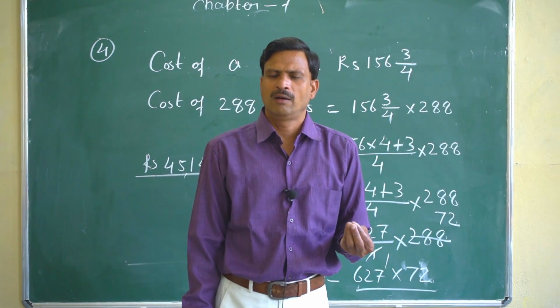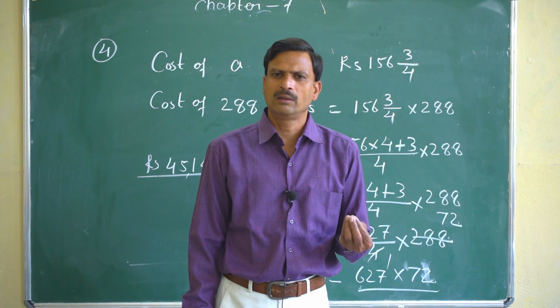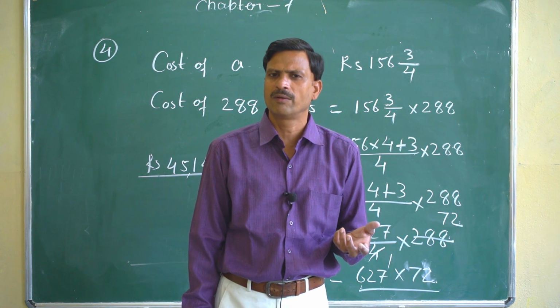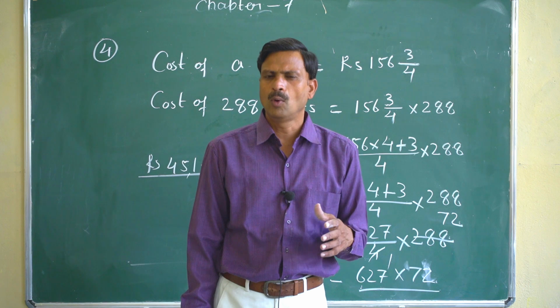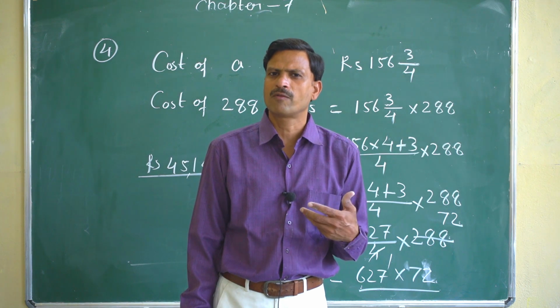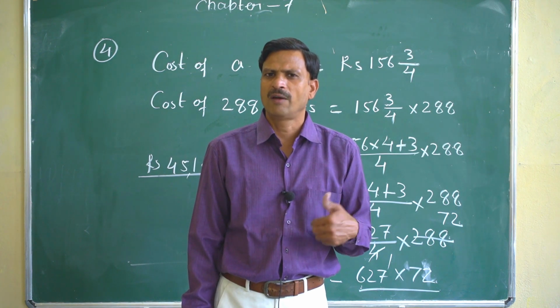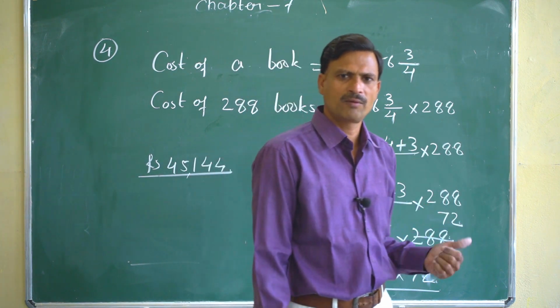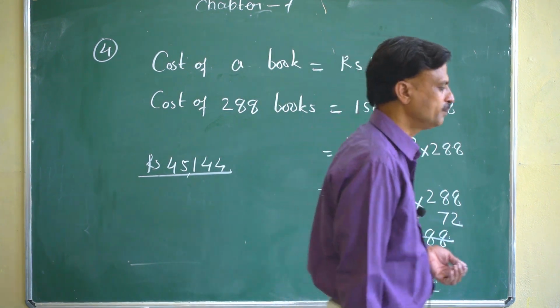So the word problems in this exercise are almost all the same kind. The value for one quantity will be given, and we have to find out the value for more quantity. Sometimes the value for more quantity will be given, and we have to find out the value for one quantity. Okay, so that is the process. Now one more question I'm taking.